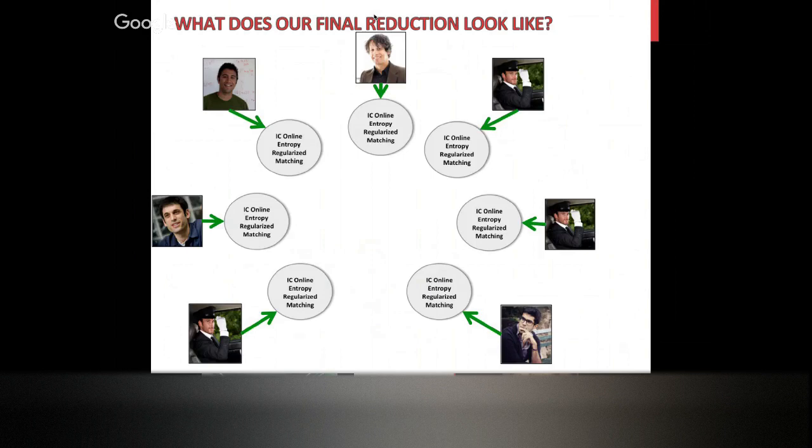So we have to look at online budgeted allocation, or basically the K to 1 matching, when K is much larger than 1.